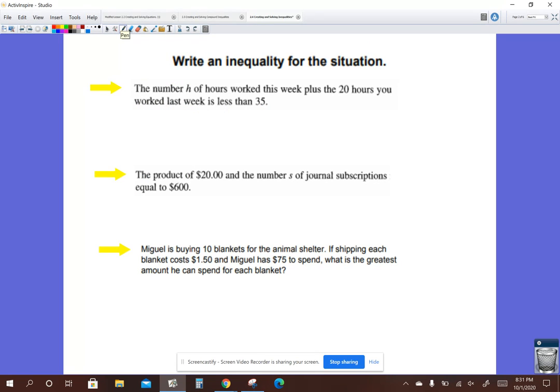All right, they're telling us to write the inequality for the situation. They didn't tell us to solve. If it said solve, we would have to solve the problem. But here, all they want us to do is translate or write the inequality. So the number H of hours worked this week plus the 20 hours you worked last week is less than 35. So I know I worked H hours this week, plus there's another keyword. So I'm using addition, 20 hours from last week, is less than. There's another key right there, is less than.